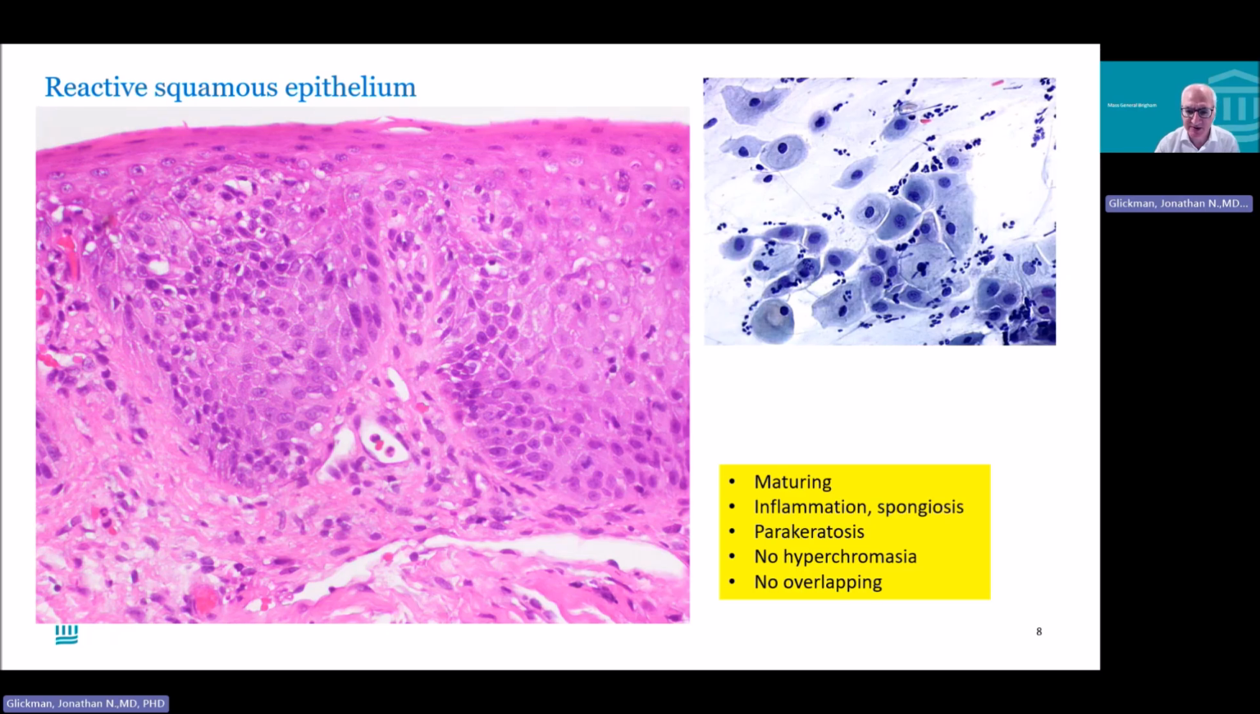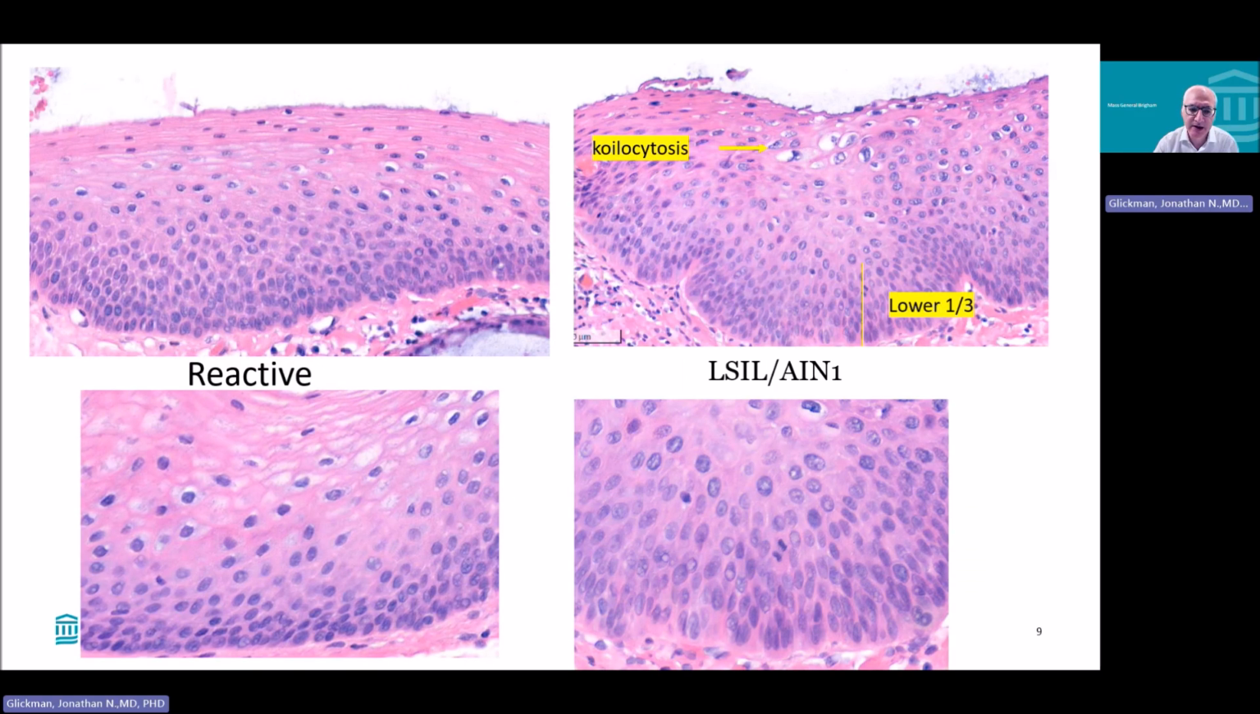On a pap smear, which I won't be talking much about cytologic findings, this is a good example of a reactive squamous epithelial population. There's a low NC ratio, uniform nuclei, and admixed neutrophils. And the distinction between reactive squamous epithelium and low-grade squamous intraepithelial lesions can be tricky at times.